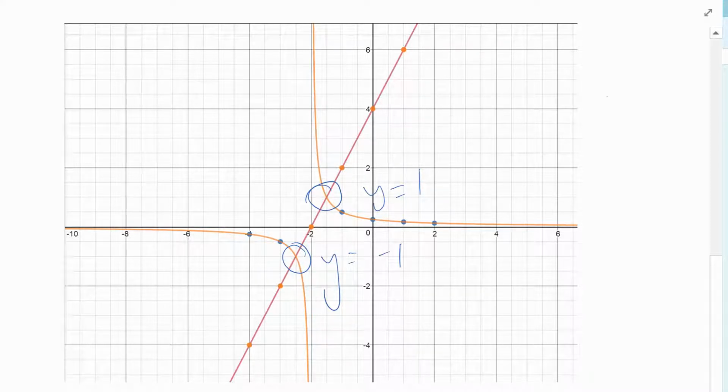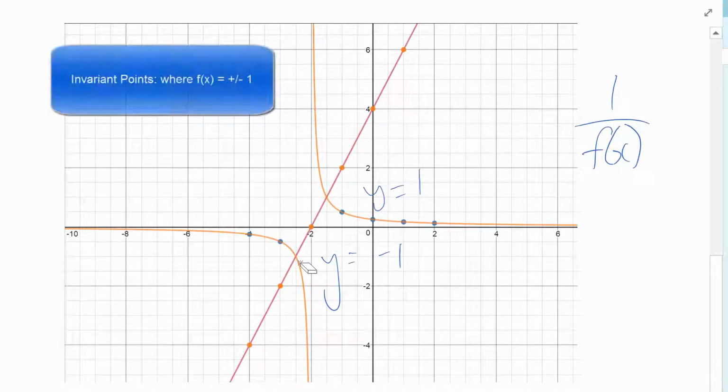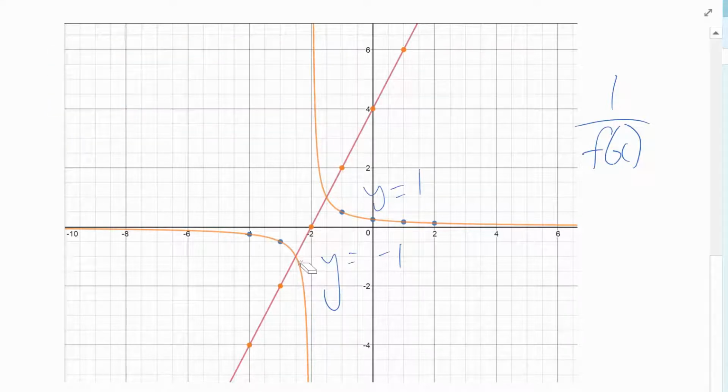Of course, if you're drawing 1 over f of x, if f of x is equal to 1, then the reciprocal is also 1. And if f of x is -1, then the reciprocal is also -1. So these are important points. They are known as invariant points because they don't change. They're not varying. Everything else here is changing.